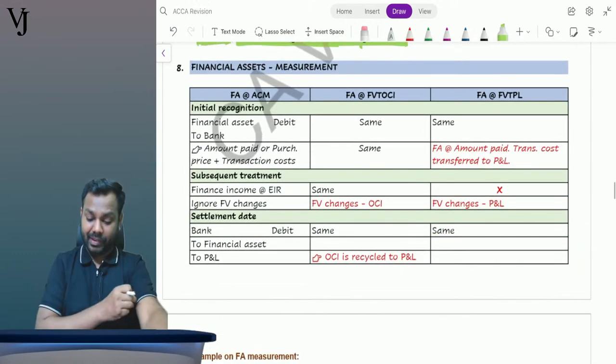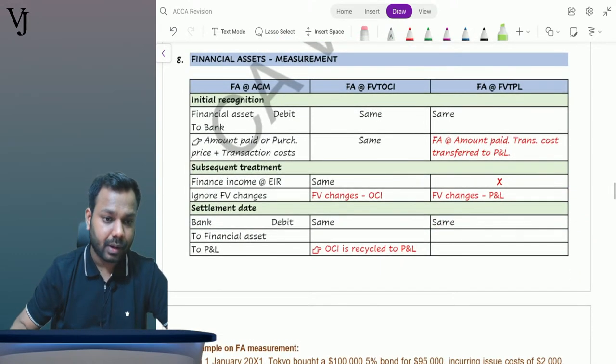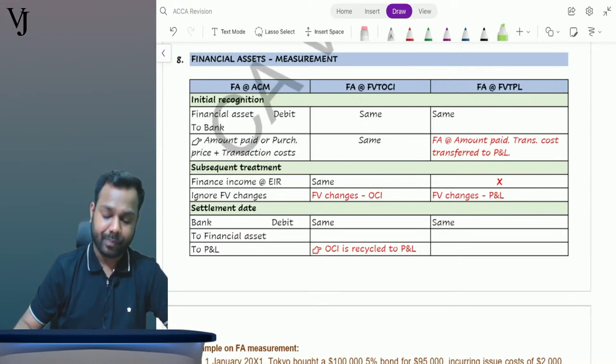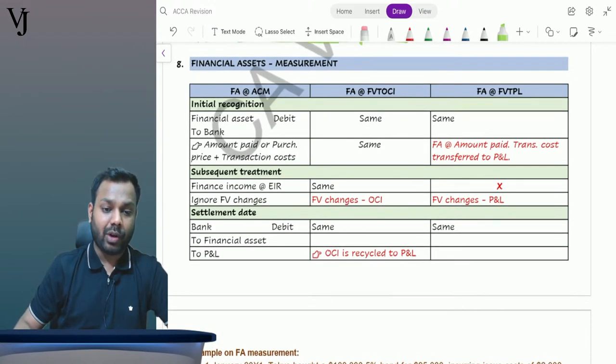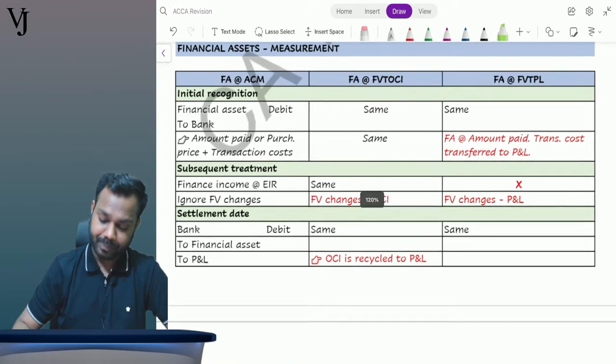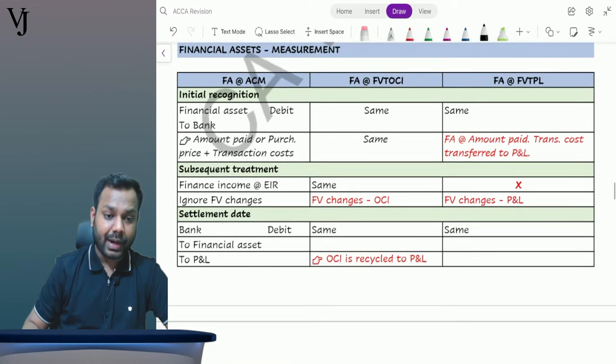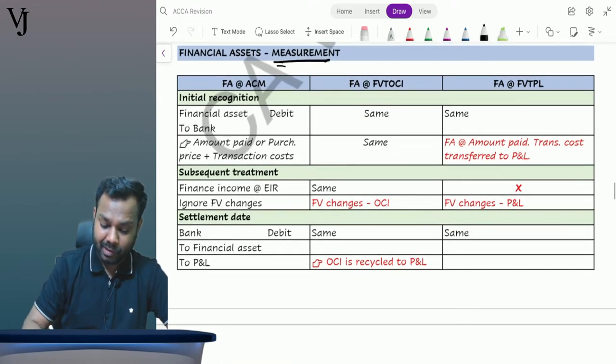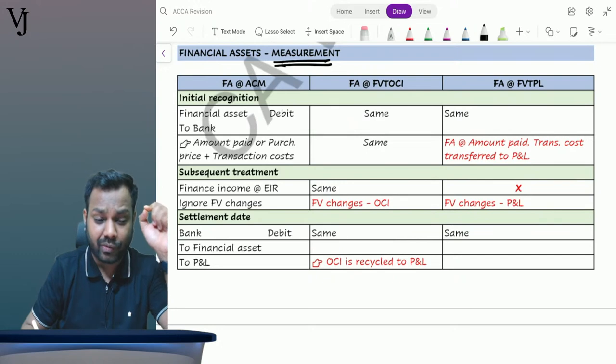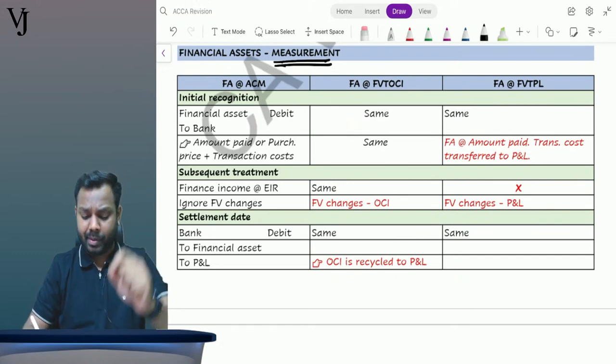Now, financial assets measurement. If held for trading, then it will always be FVT P&L. Yes, Vinisa, if held for trading, it will always be FVT P&L. Now understand, FA at amortized cost method, basically the measurement principle. We have understood the recognition principle, the classification principle. We will understand the measurement principle now.